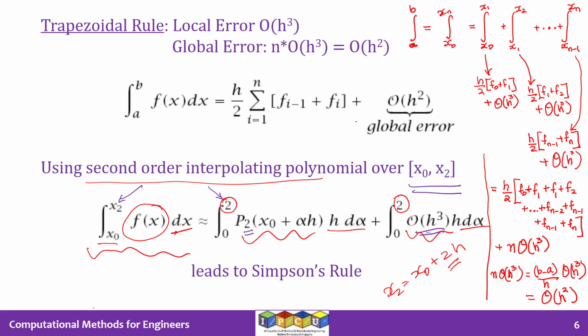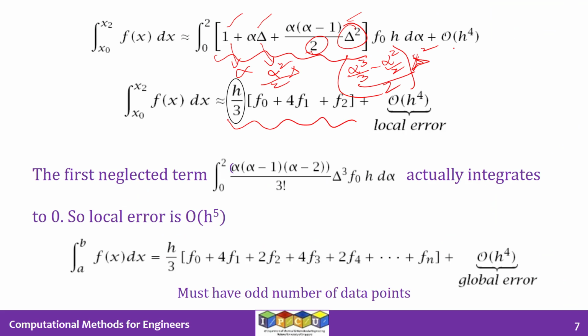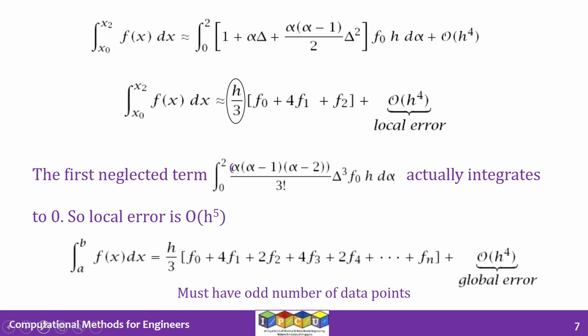And for the residual term, O(h^3) multiplied by h, so it becomes order of h to the power of 4. Integral d alpha from 0 to 2 will give us 2. So 2 times order of h to the power of 4 is order of h to the power of 4. So this is the local error because this is based on only x0 to x2. This is the error we get. And since we have a h by 3 here, this is called Simpson's 1/3 rule.